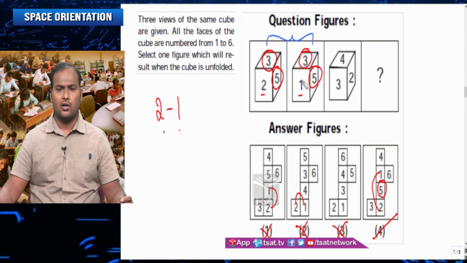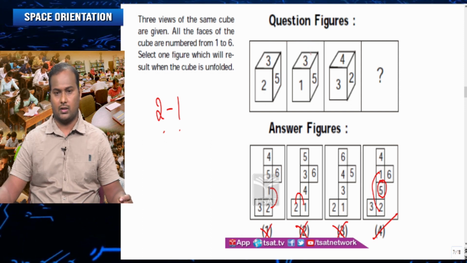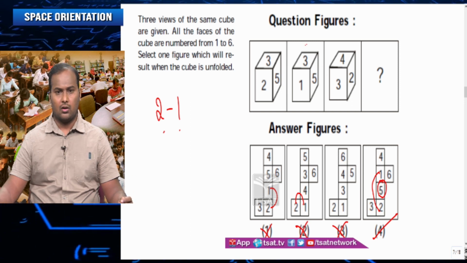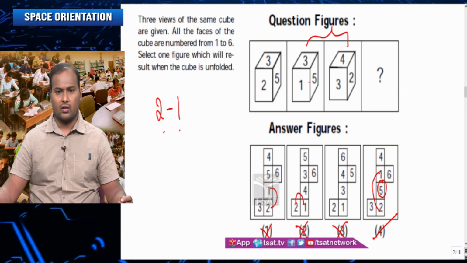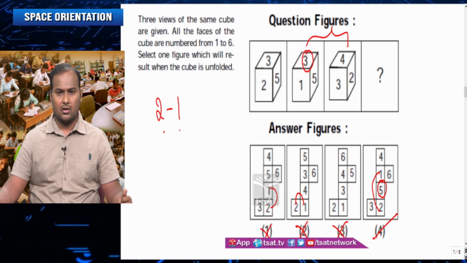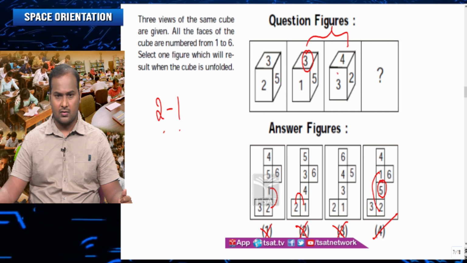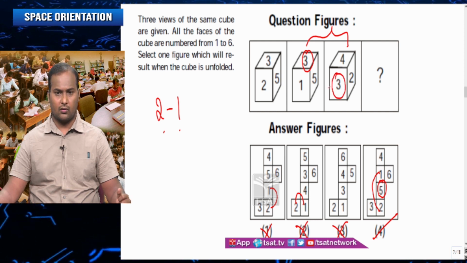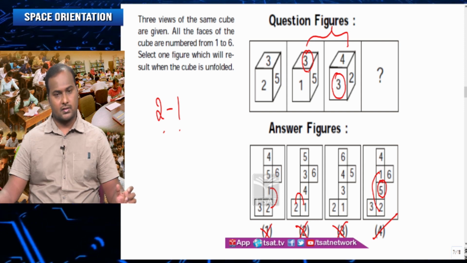The next one: you can select any 2 dice, or any 2 cubes here. For example, now you select these 2. Once you select these 2, what is the first step? Find the common face here. I said before, when 2 faces are common, the remaining faces are opposite.